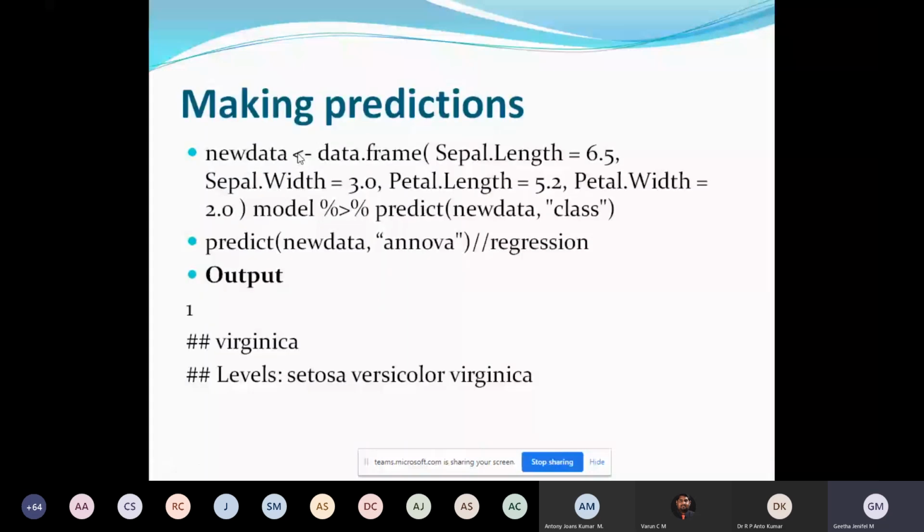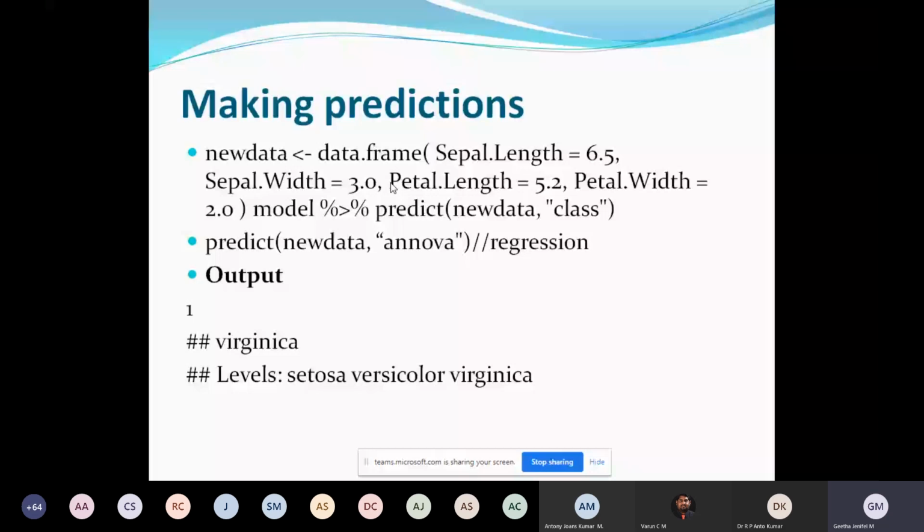So after generating the rules, I'm going to perform the prediction. To predict the species of a flower, one new data point arrives. The new data: sepal length is 6.5, sepal width 3.0, petal length 5.2, and petal width is 2.0. Then I am going to predict the species of this particular Iris flower, whether it is virginica or Setosa.